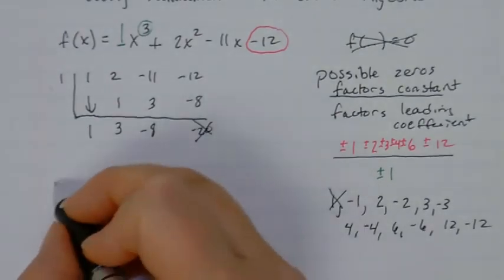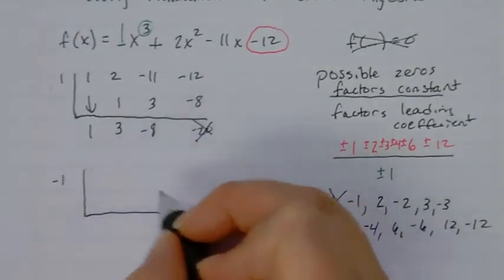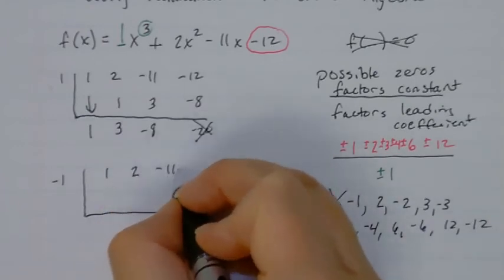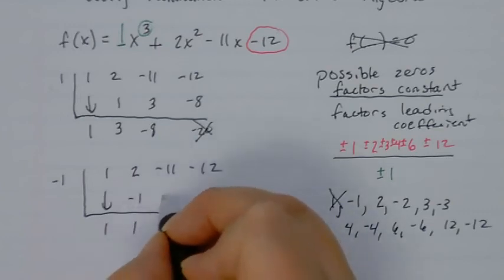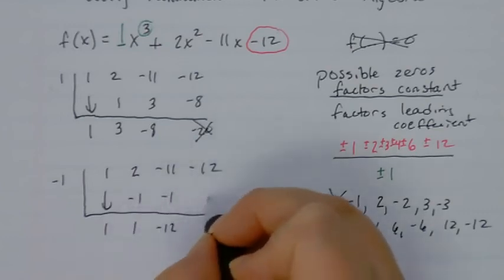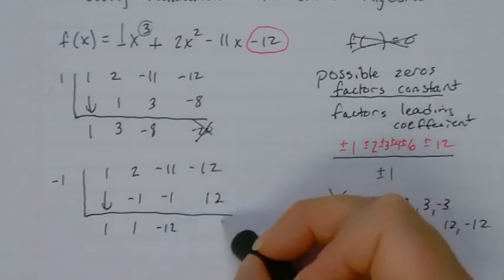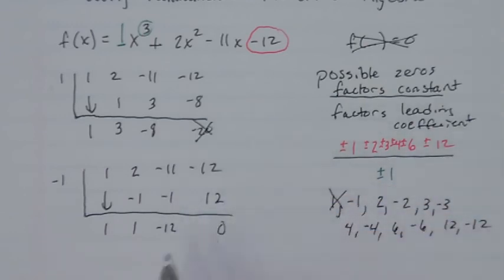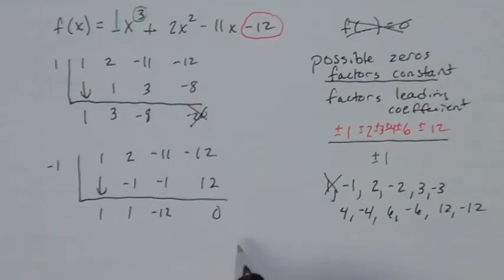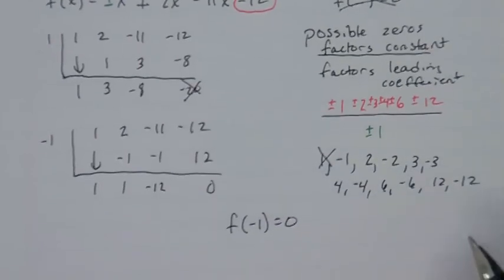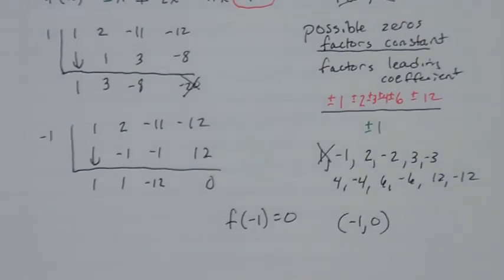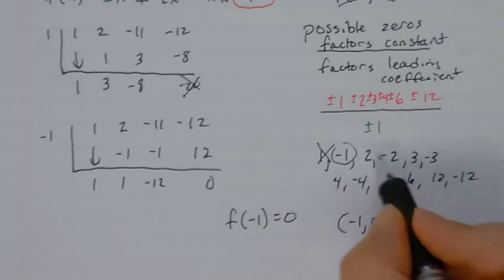I'm going to try the next number. Bring down the 1. And when I add negative 12 and 12, I get 0. So this means that if the input is negative 1, the output is 0. So I just found that f of negative 1 equals 0. That means the point negative 1, 0 is one of our x-intercepts. It's one of the roots. So I found one.